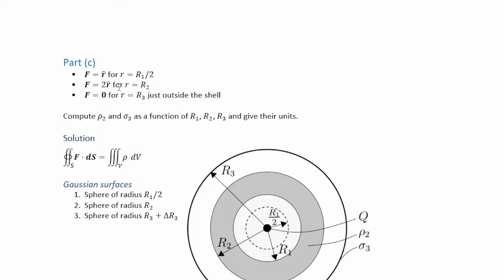In the next part of the problem, you're told that f equals r hat at r equals r1 over 2. r1 over 2 is here because this is r1, this is half of that. So this is the field at this location. At r equals r2, which is this radius, the field is equal to 2r hat. And at r equals r3, just outside the shell, the field equals 0. So this would be somewhere here.